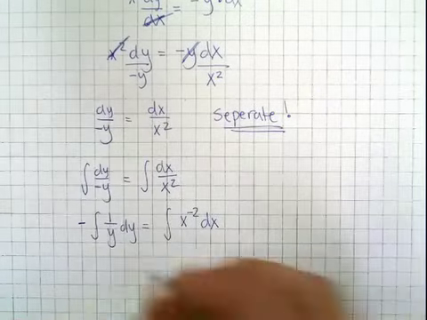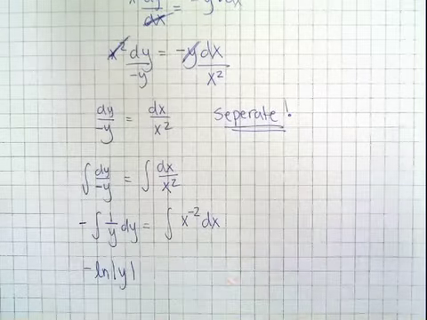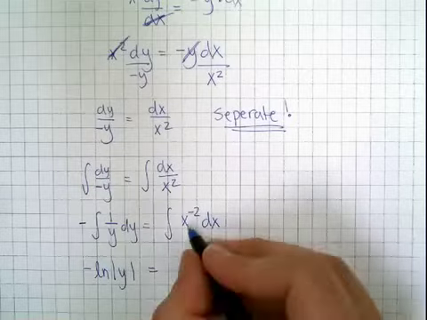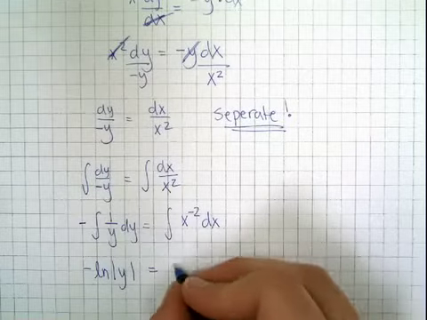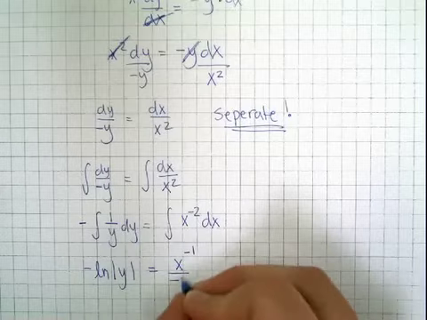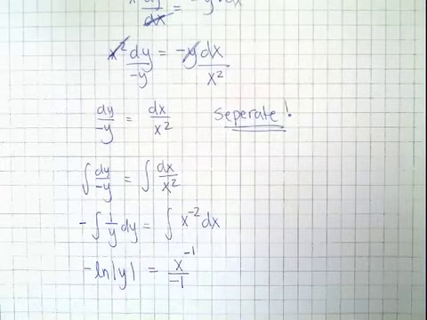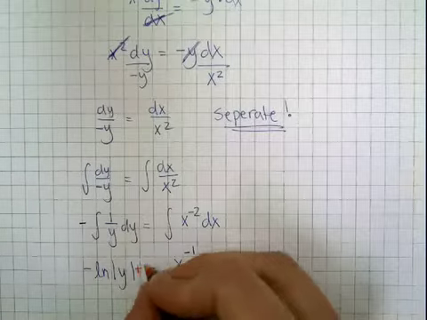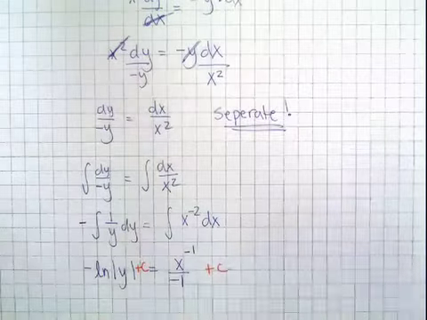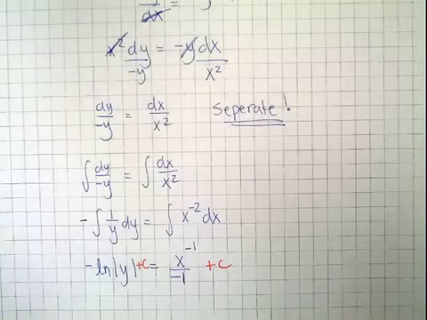1 over y, I've memorized that. That's the natural log absolute value of y. So I have negative natural log absolute value of y equals, x to the negative 2, if I add 1 to the power, it's x to the negative 1 divided by negative 1. And then because both of these integrals did not have bounds, they both get a plus c. I have a little plus c here on the left and a little plus c here on the right. The plus c stands for basically some random constant.